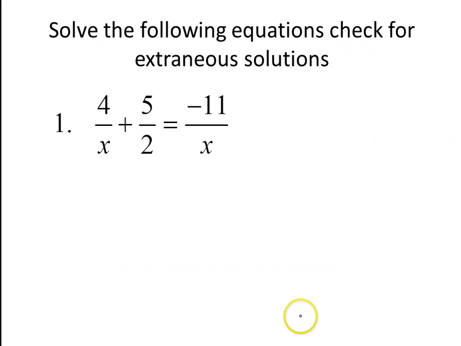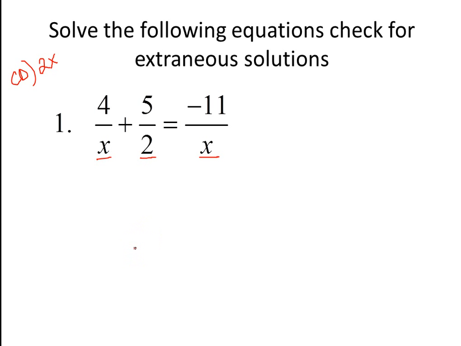Okay, so first step is to factor. There's nothing to factor. We've got x's, we've got numbers, nothing to factor. Second step is to multiply by the LCD. Well, in order to do that, we need to know what it is. What's our common denominator for what we have in this question? We have an x, we have a 2, and we have another x. So my common denominator is the 2 and the x's.